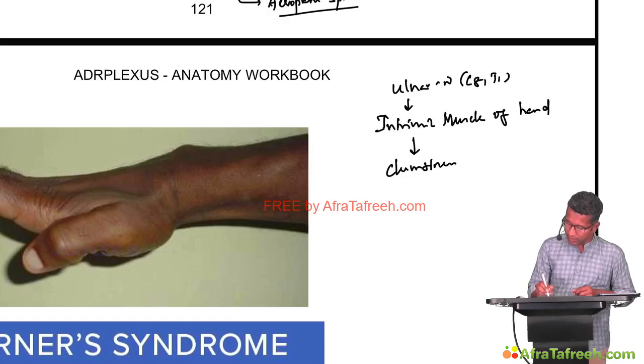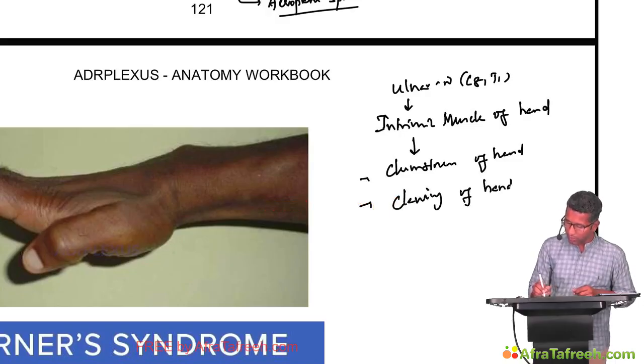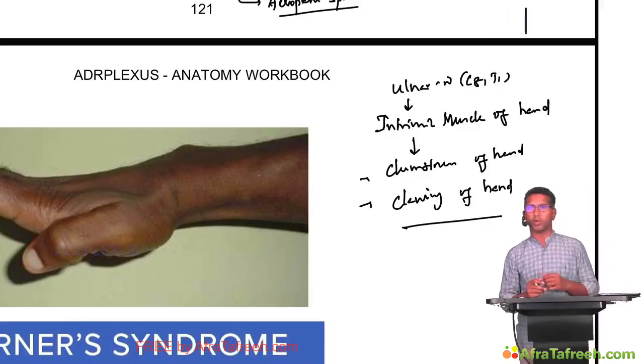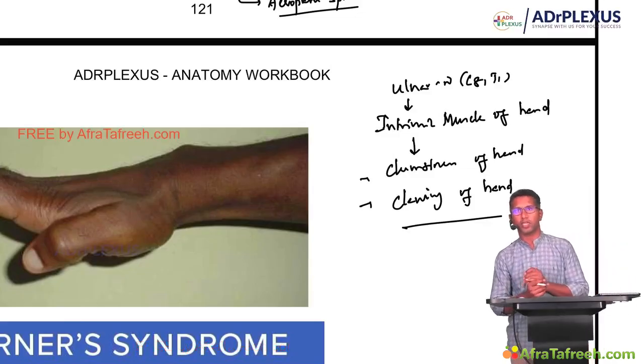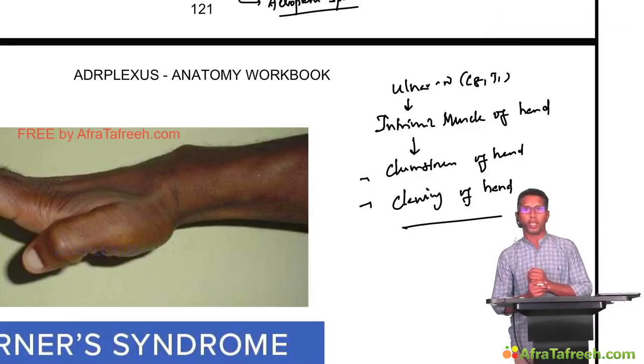It results in clumsiness of the hand, and also the patient will land up in a deformity called clawing of the hand. We'll discuss clawing in a short while. What is the muscle that is responsible for clawing? What happens whenever there is clawing of the hand?